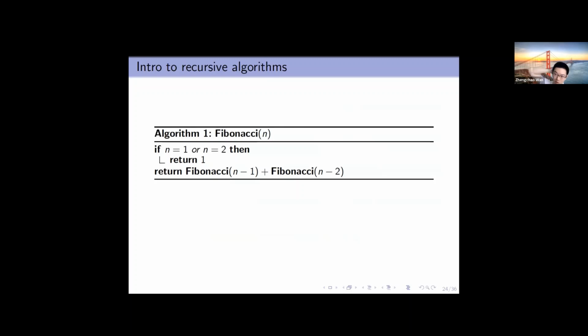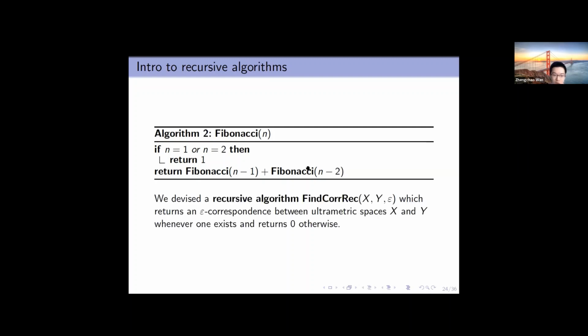In case you don't know what a recursive algorithm is, here's a simple example. A recursive algorithm is an algorithm that will call itself with smaller input. And here's a recursive algorithm for computing the nth Fibonacci number. When n is 1 or 2, the base cases, the algorithm will return 1 directly. Otherwise, it will invoke itself with smaller inputs n-1 and n-2. And we will use a similar idea to devise a recursive algorithm, which returns an epsilon correspondence between ultrametric spaces X and Y whenever it exists, and returns 0 otherwise.